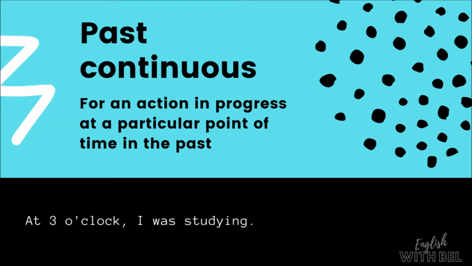Let's turn to the past continuous now. We use it to talk about an action in progress at a particular point of time in the past. For example, at 3 o'clock, I was studying. This is not a single action. This is an action which took place over a period of time.